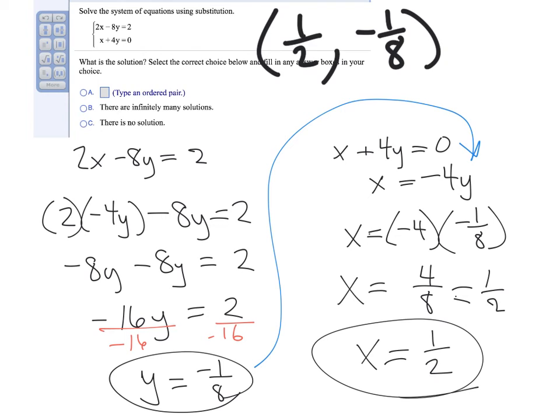So this is a perfect example where Desmos would not really help you much because your answer is fractions. It's an estimation. You would have to estimate based on Desmos because Desmos only really handles whole numbers well.